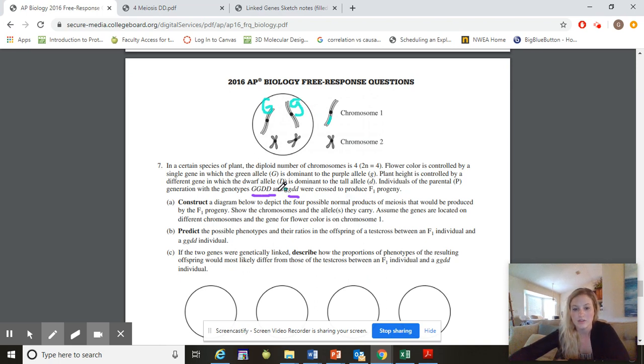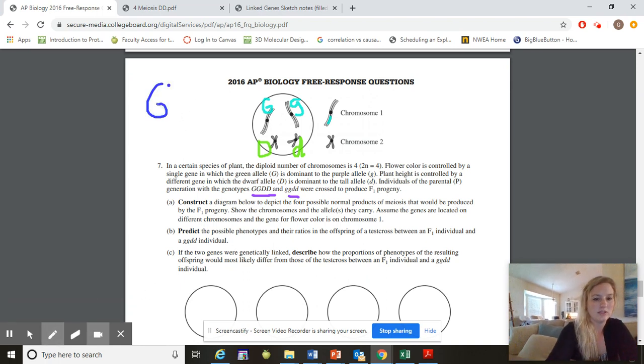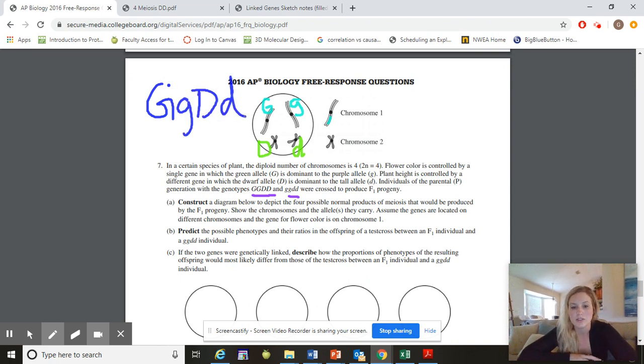Now, they're also going to be heterozygous for tallness. They're going to get one dwarf gene and one tall gene. So the genotype of the F1 progeny, if we were to put it into letters, would be G, g, D, d. Okay, so that is the actual genotype of this individual.